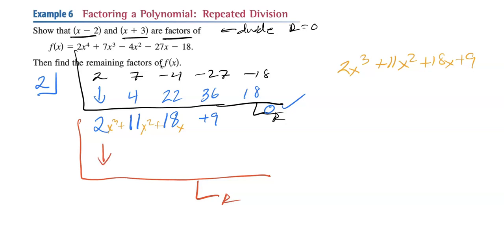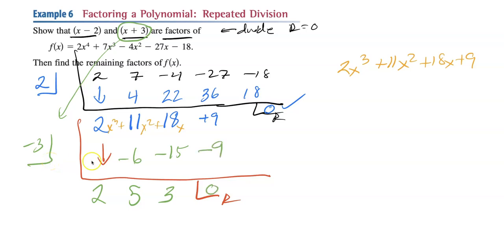Bring the first one down. This time, we're going to use x plus 3, so it's going to be a negative 3. Remember, when it's in this form, always use the opposite. This is 2. Multiply across, negative 6. Add down, I get 5. Multiply, negative 15. Add down, 3. Multiply, negative 9. Add down, I get 0. So again, it worked out, another factor.